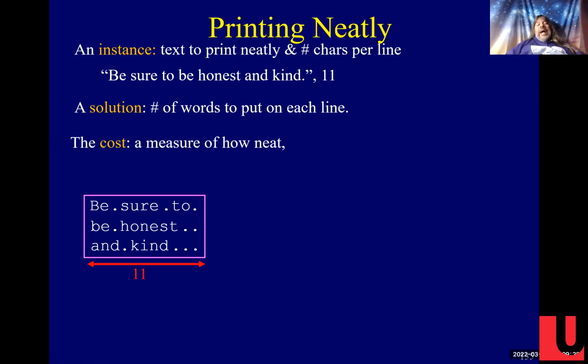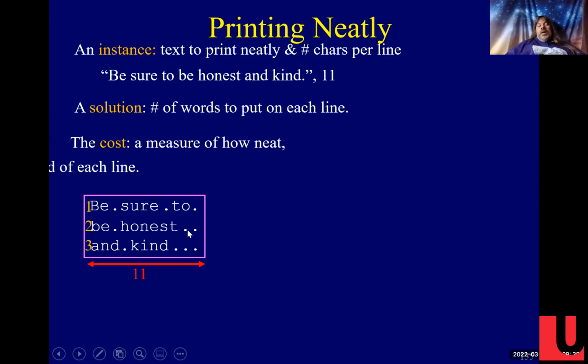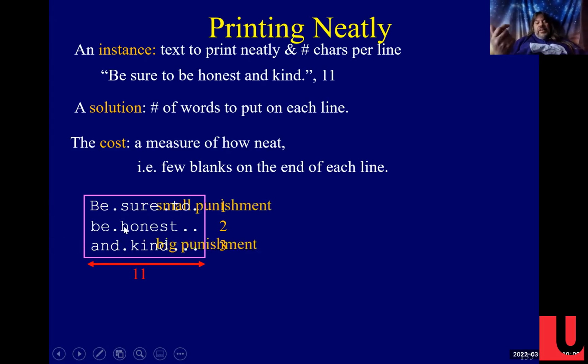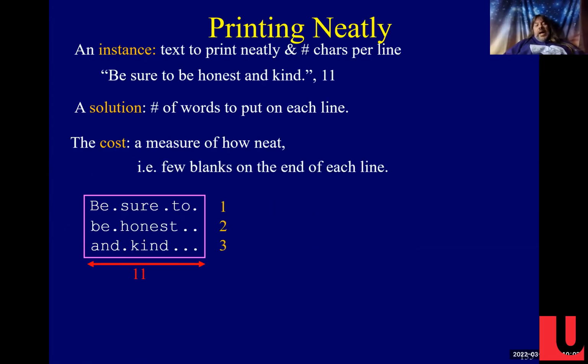And we need to allocate a cost to it. And the cost will somehow indicate how neat it is, how much they all line up at the same place. And so what we're going to do is, for each line, we're going to count how many blanks there need to be at the end to pad it out to 11 characters. Here I have the periods indicating blanks so that you can see the blanks. And you might notice I used a font where the width of every character was the same. And so here's the number of blanks on the end.